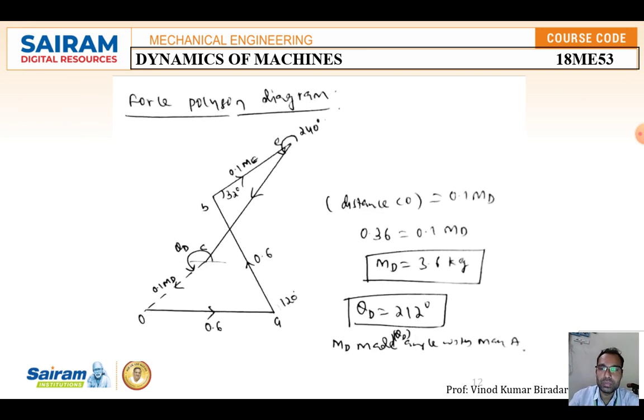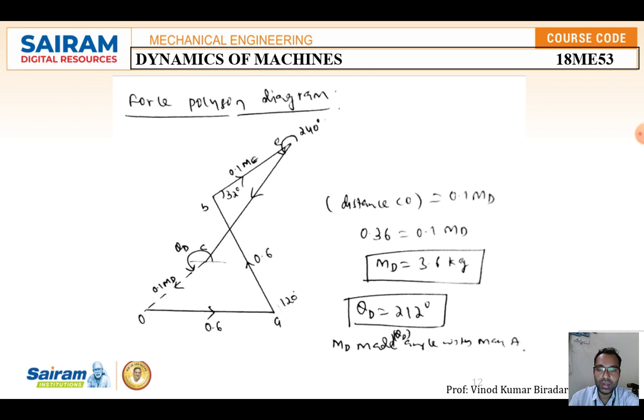Similarly, you follow the same procedure for the force polygon diagram. Again, take the values of the force polygon from the tabular column. 0 to A is 0.6. A to B length is 0.6, 120 degree angle. Again, you are going to get a new point. At point B, you measure with an angle of 30 degree, that we don't know, that is 0.1 me. Again E to C, if you measure, the angle is 240 degree, so you are going to get a new point. C to O, we don't know, so you put it as a dotted line.